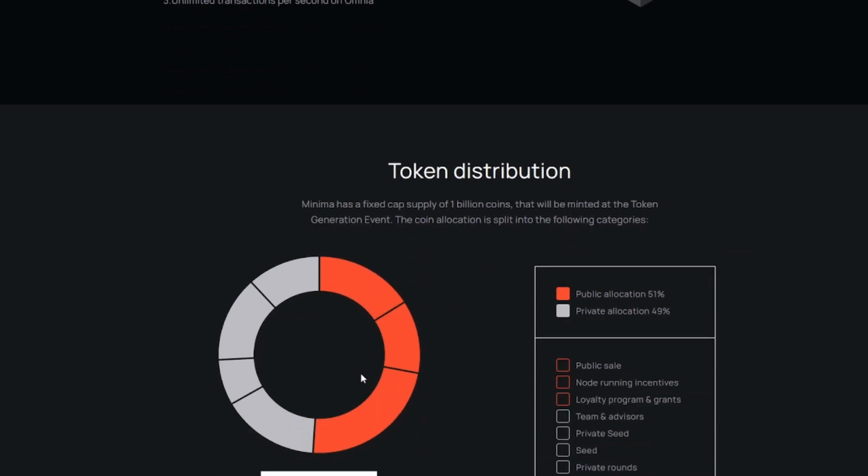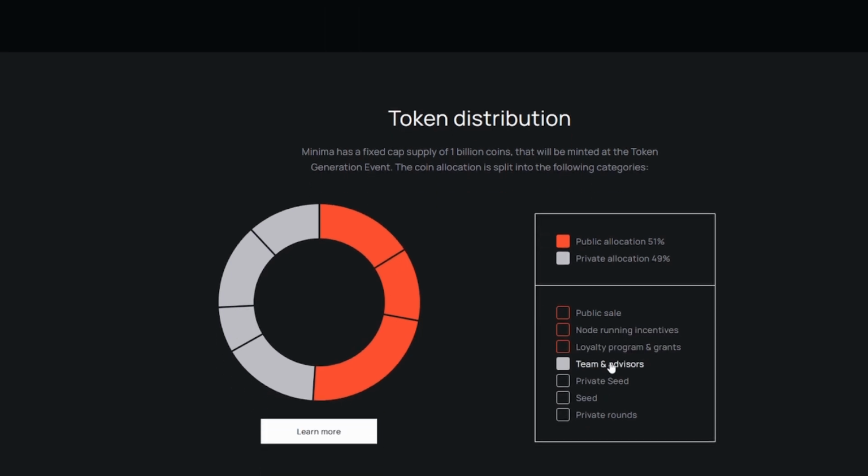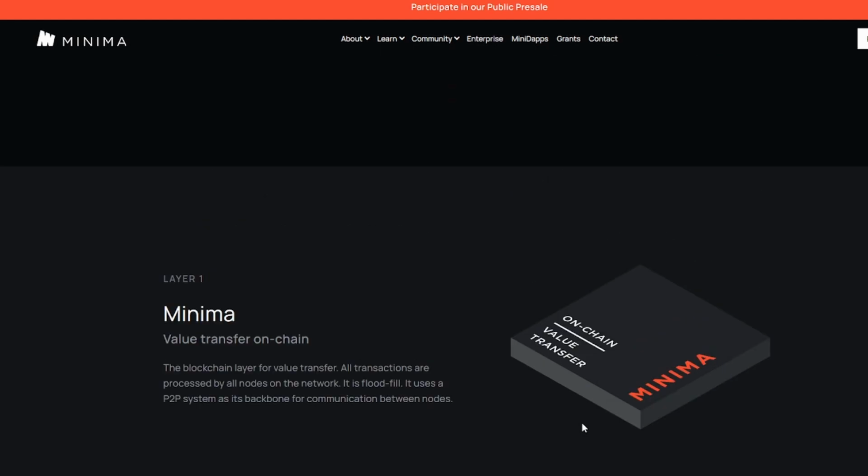And we can also take a look at the token distribution. So Minima has a fixed cap supply of 1 billion coins. That will really kind of be minted at the token generation event, but the coin allocation is split into the following categories. So you can see here the public allocation being 51% and the private allocation being 49%. You can see some of the different public sales, node running incentives, loyalty programs, and grants being part of the public. And then, of course, on the private side, we have team and advisors, private seed, seed, and private rounds. And that's what I want to talk about today, is that presale.